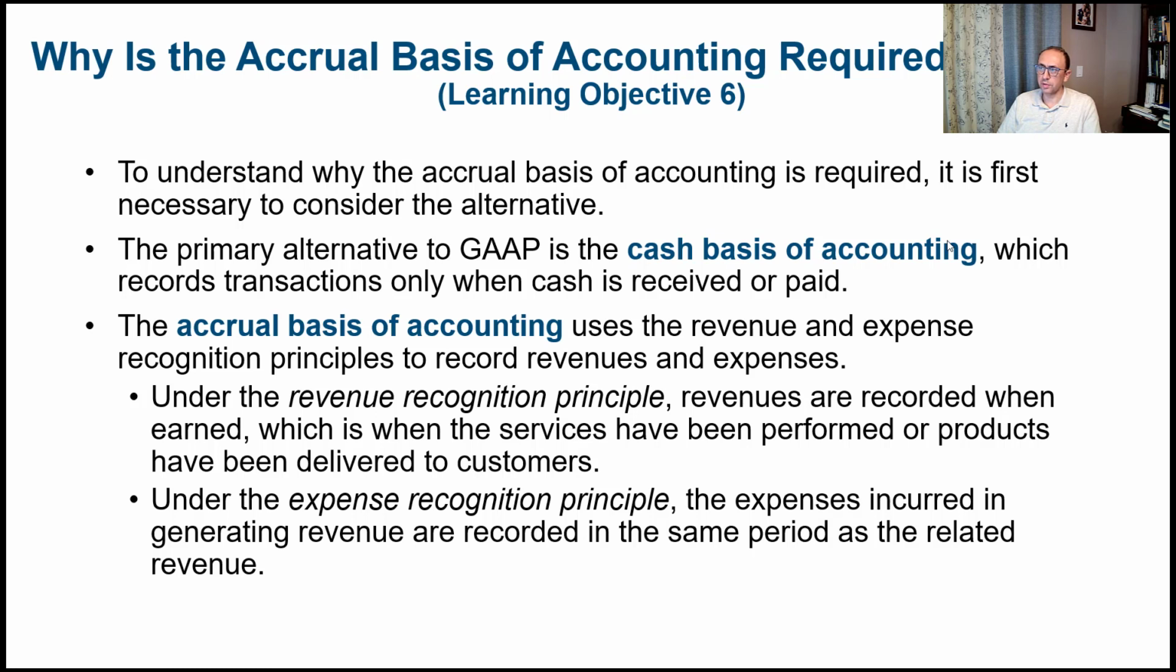So to understand why the accrual basis of accounting is required, it's first necessary to consider the alternatives. The primary alternative to GAAP is the cash basis of accounting, which records transactions only when cash is received or paid. Remember, this is not typically accepted by GAAP. The accrual basis of accounting uses the revenue and expense recognition principles to record revenues and expenses. So under revenue recognition, revenues are recorded when earned, which is when the service has been performed or the product has been delivered to customers, no matter whether cash is involved or not.